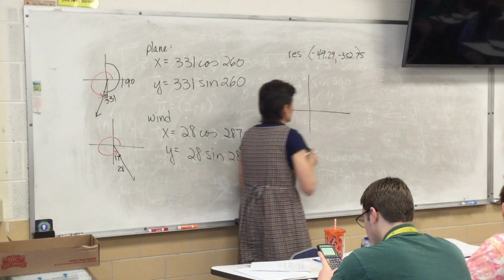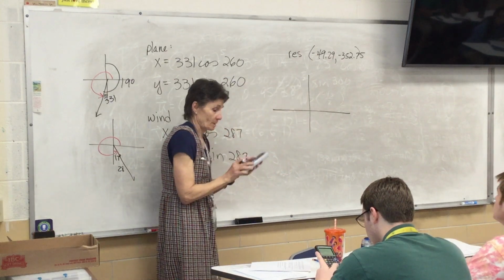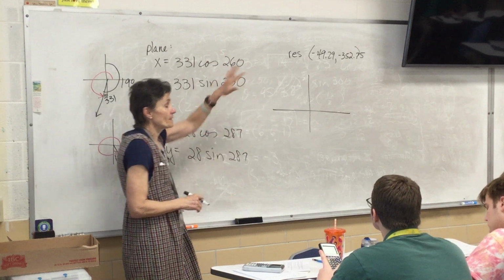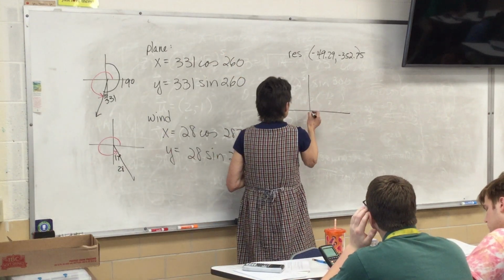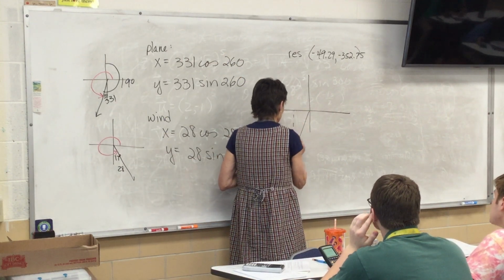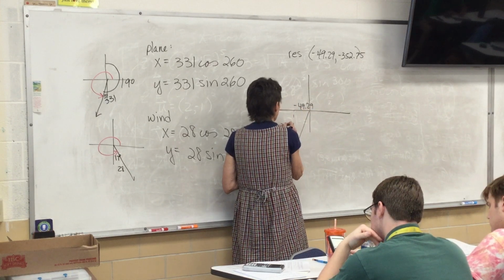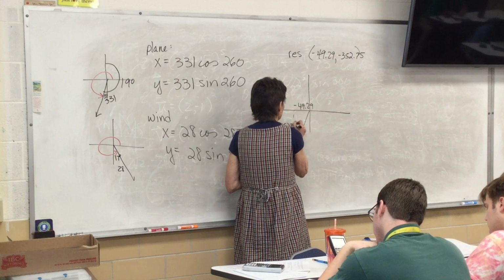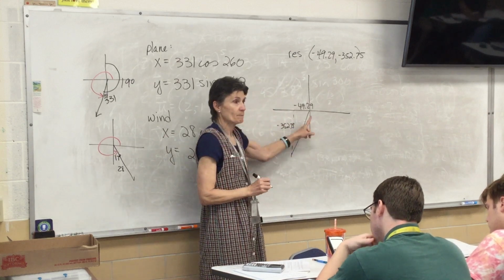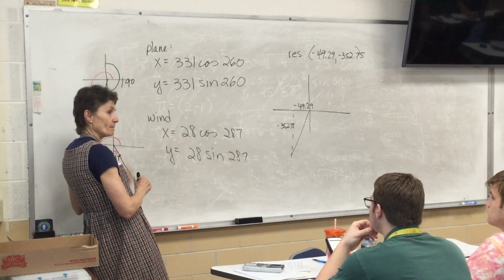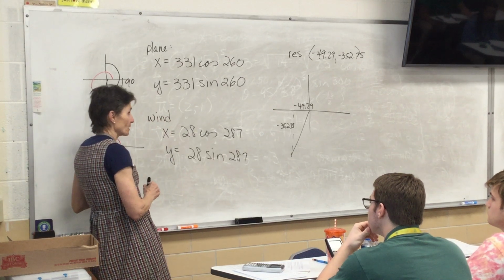Hopefully I did that right. Does that match up? Now, those are the coordinates of the vector. So if I drew the vector, it would look like this: left 49.29 and down 352.75. This is the speed. Just like when the wind was blowing, the magnitude is the speed.